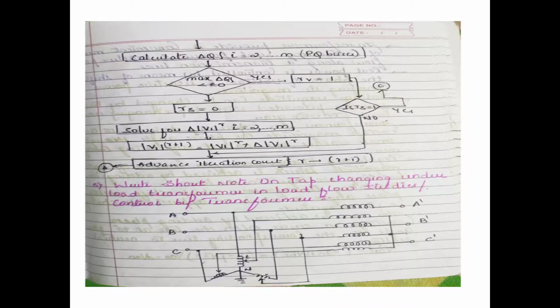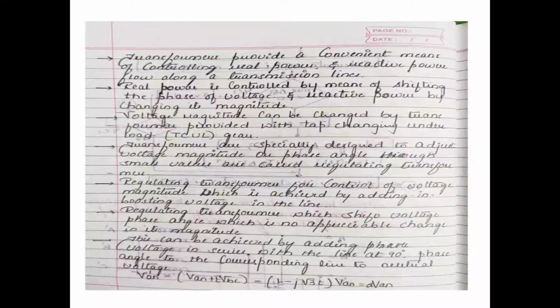Now the tap changing transformer, with phases A, B, C and the load in star connection. The transformer provides a convenient means of controlling the real power and reactive power flowing along the transmission line. Real power is controlled by phase shifting. With the voltage magnitude, reactive power changes. The voltage magnitude can be changed by a transformer provided with tap changing under load.